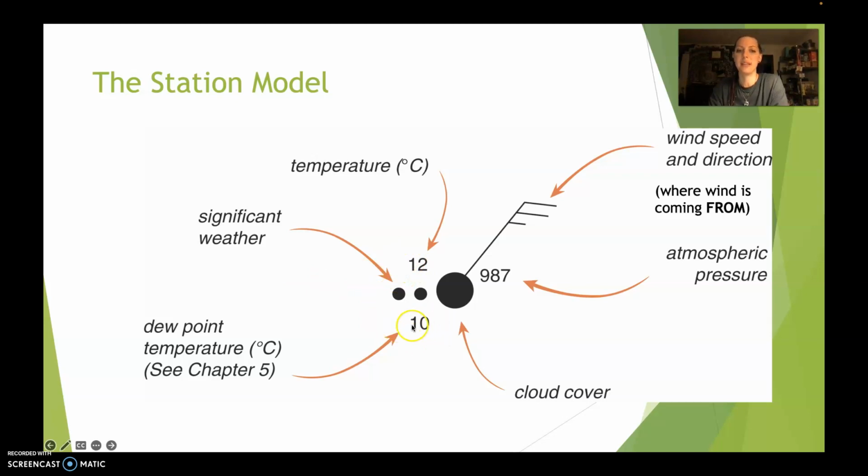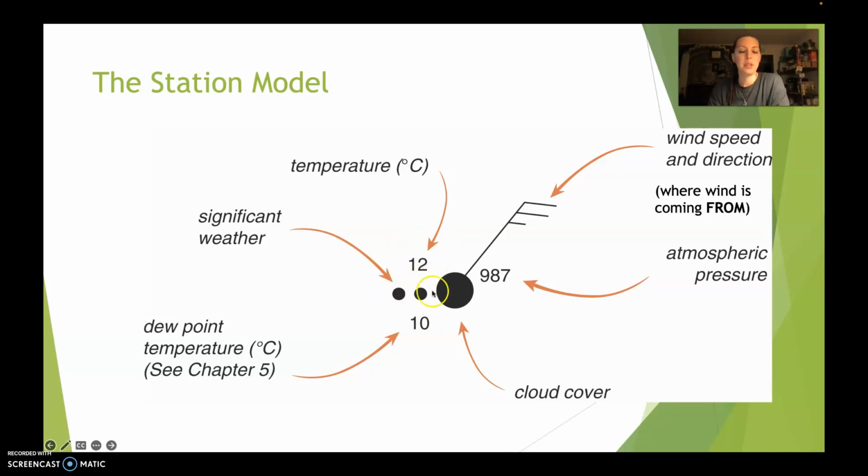One big thing to note is that the dew point temperature will never, ever be above the actual temperature. So when we get to actual moisture and talking about that, that will hopefully make a little bit more sense, but just know that the dew point temperature will never, ever be above the actual temperature.